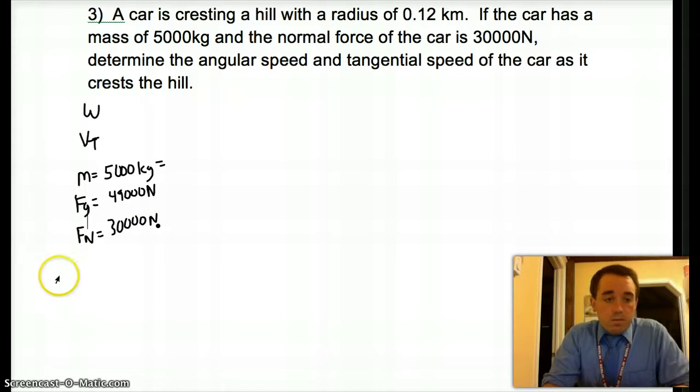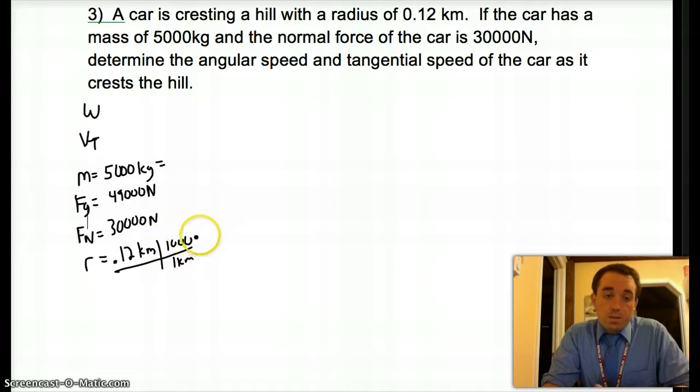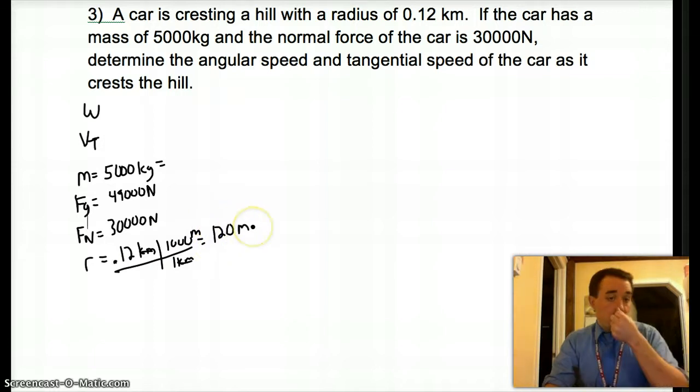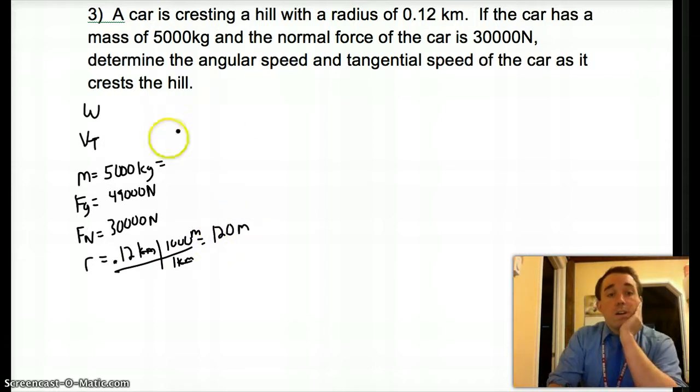And we know the radius to be 0.12 kilometers, but I don't like kilometers. So I've got to change that to meters, and I know that in 1 kilometer there are 1,000 meters. Kilometers cancel, and I get 120 meters. Okay, so plan of attack here.